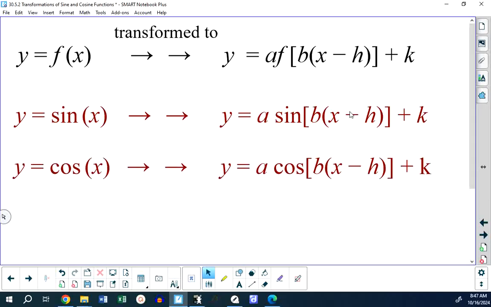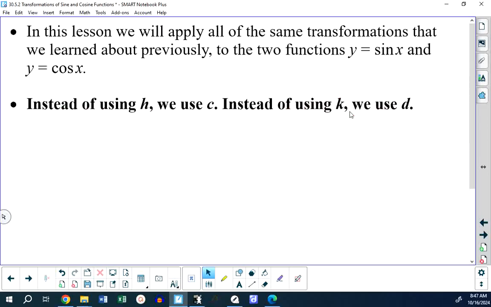And the same thing can be said for cos of x. So this is what we're looking at today. However, instead of using h, we use c when it comes to trigonometric functions. And instead of using k, we use d. Why is that? Well, one of the reasons is probably because we use k for the period when we're talking about trigonometric functions. It shouldn't matter, though, and students never struggle with this.